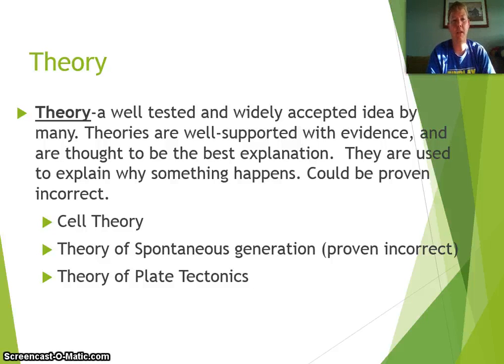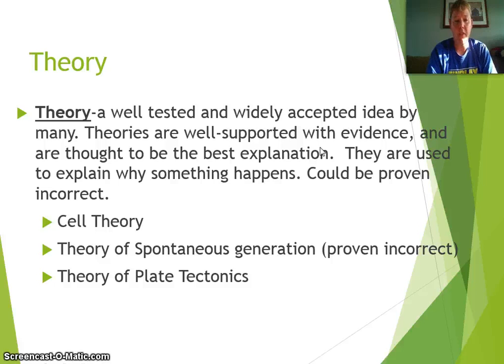A theory, though, is a well-tested and widely accepted idea by many, meaning many people have gone through, tested it, and it's well supported with lots of evidence, and it's thought to be the best possible explanation for what's happening. Theories are used to explain why something happens. So theories explain why something happens. It could be proven incorrect, though.